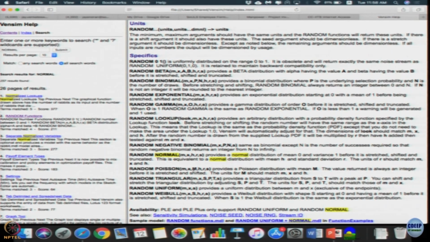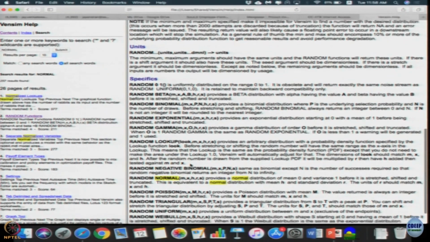H is the mean, R is the standard deviation, in this third and fourth parameter, mean and standard deviation. What is M? M looks like the number of samples. Let me go to random normal itself.